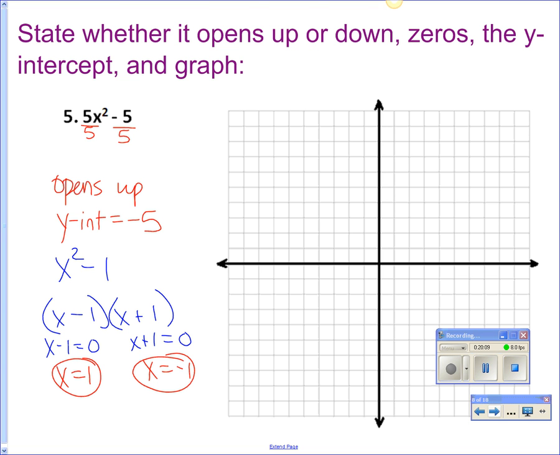All right, Stephen R., tell me a point that I put on the graph. -5 on the Y. 1, 2, 3, 4, 5. Jeremy, another point that goes on the graph. 1 and -1. Good. Go there. Guys, how does this one open? Up. Anybody have a question? Okay.